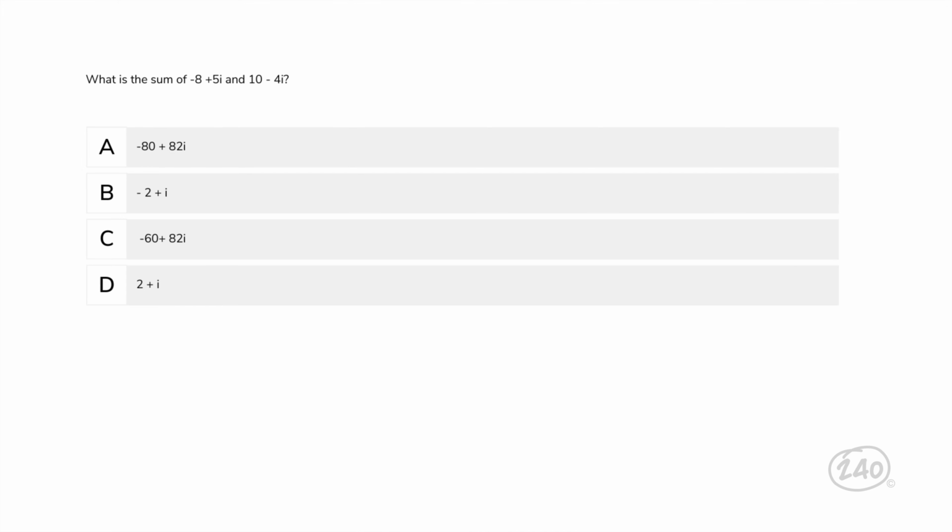Group like terms. So -8 plus 10 and 5i minus 4i. Combined, we're going to get 2 plus i. So this one is correct. One question down. How about an algebra question?